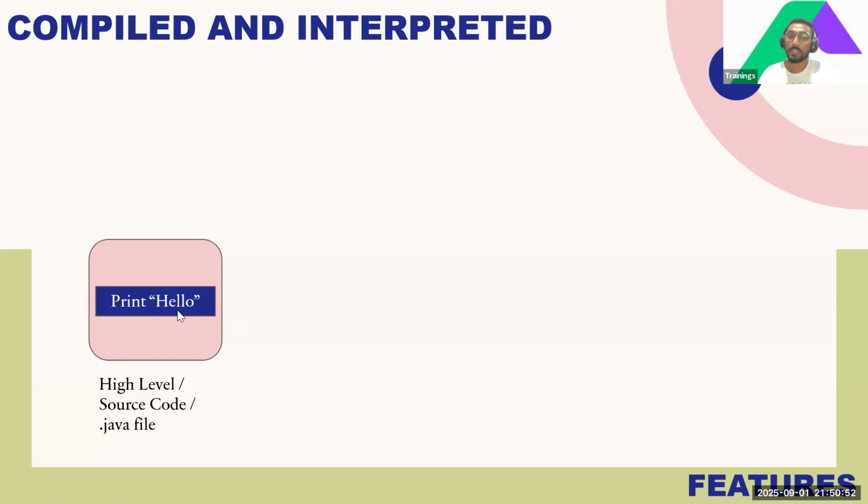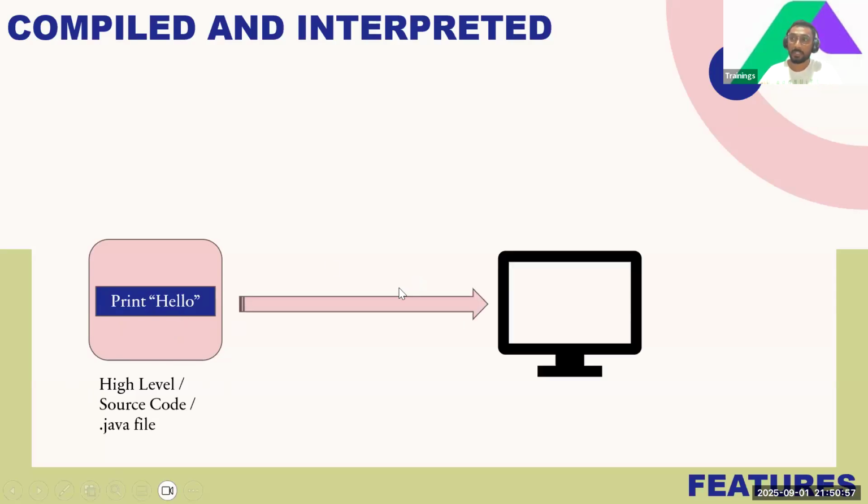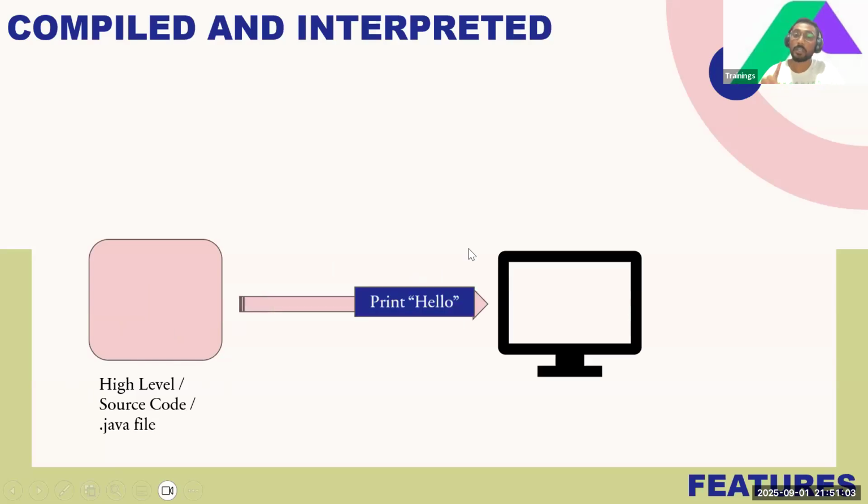Now that instruction I will pass to the machine. But does the machine understand human language? Everyone, does the machine understand human language? No, the machine understands low level language. Correct? I am passing that instruction to the machine and asking it to execute it, but the machine will not understand human language. The machine understands low level language. Correct?